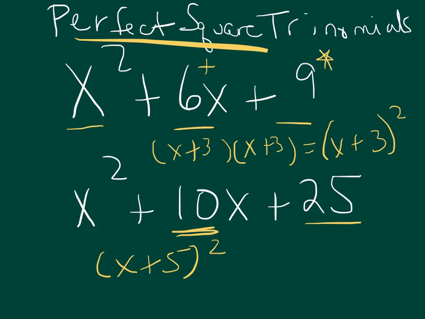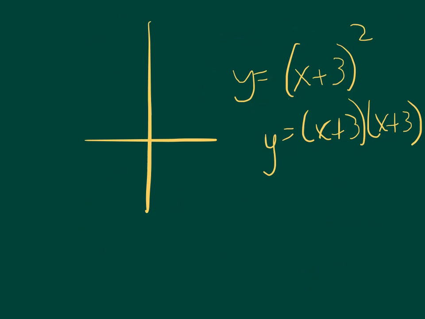Again, these are all perfect square trinomials because if we turn them into area models, we would see that we have x and 5 and x and 5 for the dimensions to make a square, and it is a trinomial because there are 3 terms. What you can see in this slide is that I'm going to take one of the examples from the previous to just show you what this looks like on a graph.